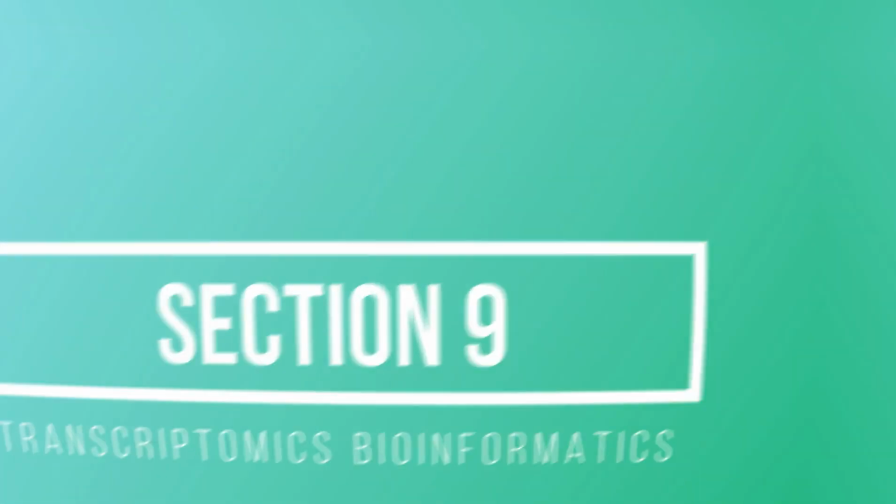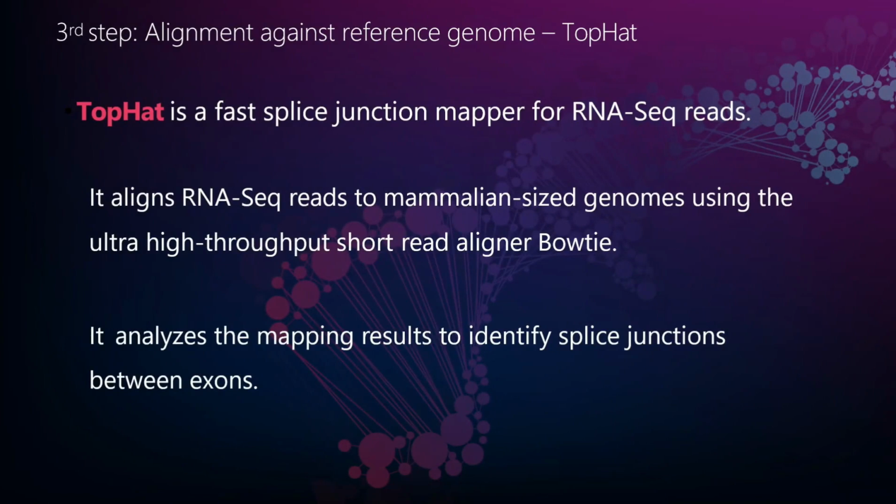So in the previous video we left off from the indexing section, but I forgot to discuss TopHat. TopHat is also a tool that we need for the alignment part. It's a junction mapper for the RNA-Seq reads. Like the DNA-Seq reads, there are also RNA-Seq reads that we need.